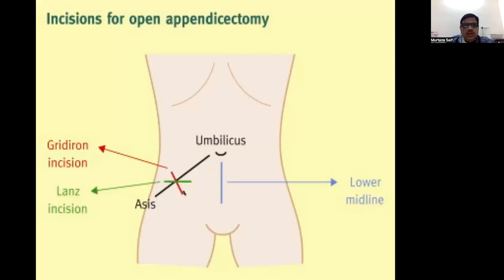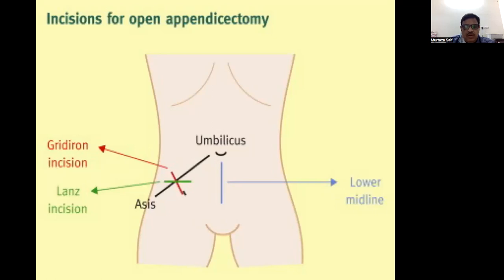This picture shows the incision for open appendicectomy. This is McBurney's point on the spinoumbilical line. The line is drawn from the umbilicus to the anterior superior spine, at the point of lateral 1/3 and medial 2/3. There we do the gridiron incision. It is basically a transverse incision.